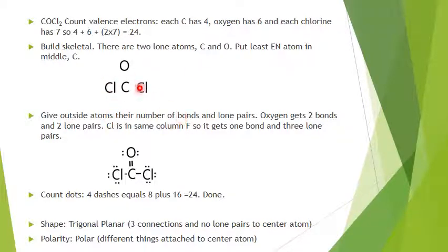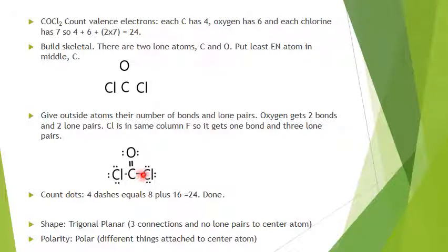So what you do now is you give chlorine its number of bonds and lone pairs. It's the same column as fluorine, so it gets 1 bond and 3 lone pairs. Oxygen gets 2 bonds and 2 lone pairs. And the other chlorine, the same thing. Now count everything up. So there's 4 dashes, which is equal to 8 dots, plus the other 16 dots: 2, 4, 6, 8, 10, 12, 14, 16. 24 dots is equal to 24 valence electrons. You're done.